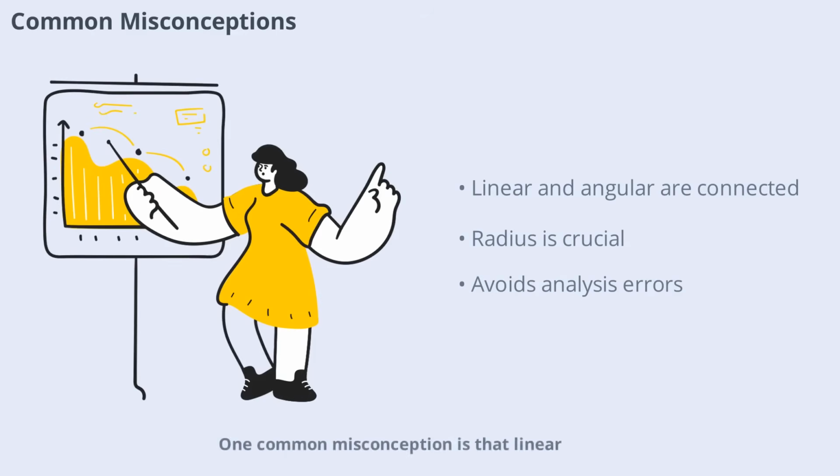One common misconception is that linear and angular accelerations are completely separate. In reality, they are deeply connected, especially in rotational movements. Another misconception is that only the rotating joint matters, but the distance from the joint, the radius, plays a crucial role in determining linear acceleration. Understanding these nuances helps avoid errors in analysis and application.